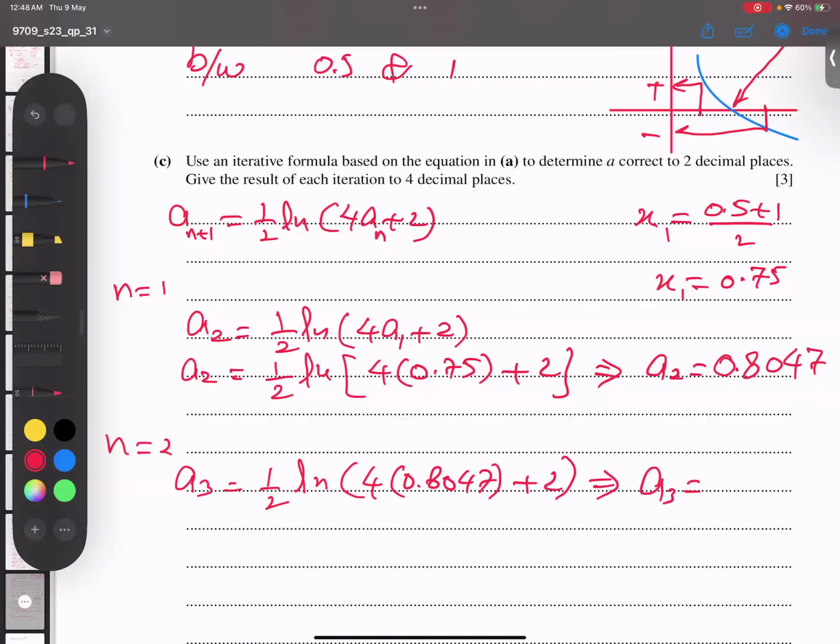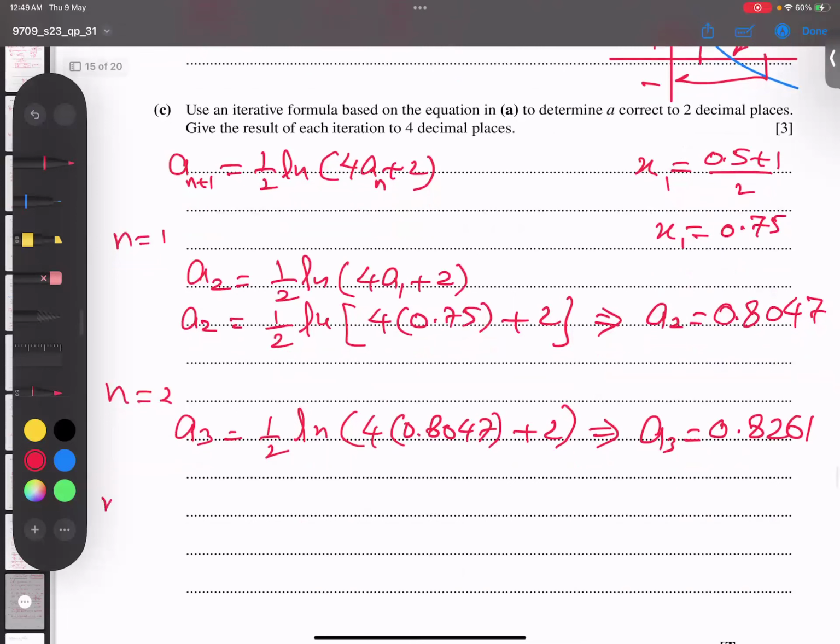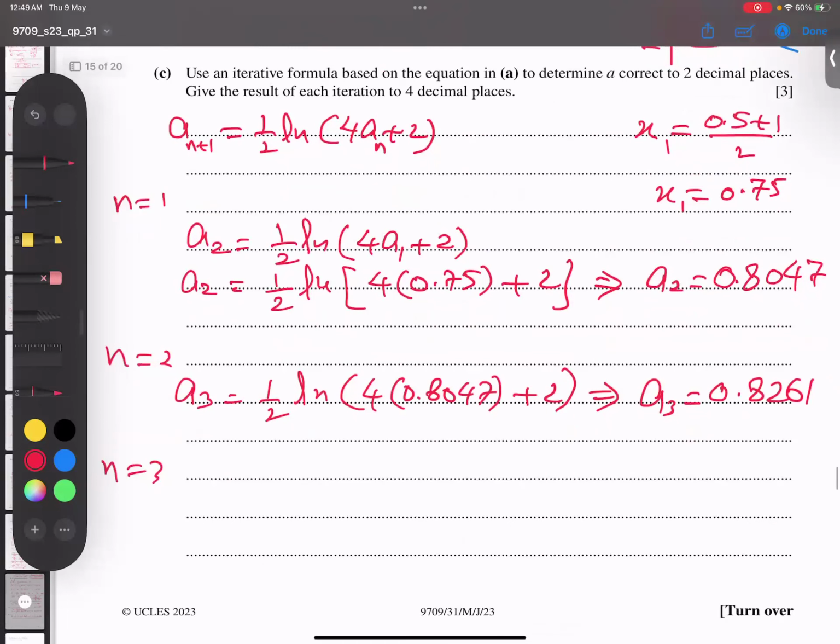Okay, and now I'm getting the answer. The answer is coming 0.8261. Okay. Now I will plug in n equals 3. So I got a4 equals 1/2 logarithm of 4 times this value will come here.